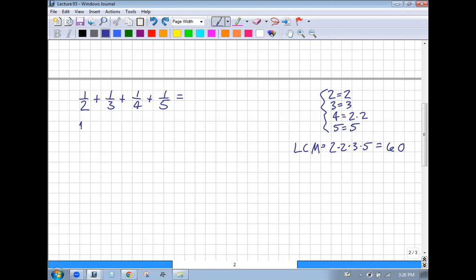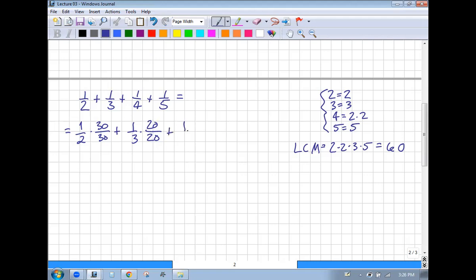So what you do here is, okay, how do I turn a 2 into 60? I'd have to multiply it by 30, right? And this is just the number 1. And then this 1/3 here, how do I turn a 3 into a 60? Well, I'd have to multiply it by 20. I have to put it on top. This is just the number 1, right? Multiplying by the number 1 doesn't change the value.